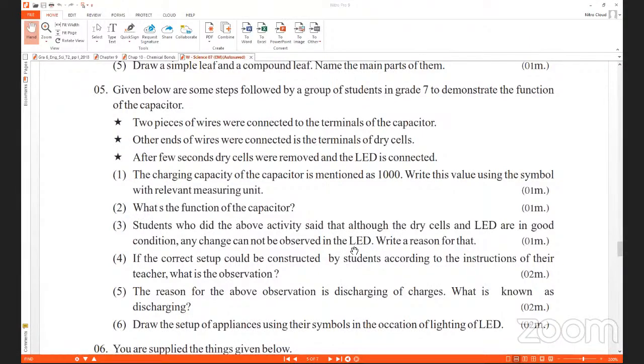Not charged capacitor. The capacitor was not charged. Because the lights haven't charged, the capacitor is not connected correctly. There are lots of reasons. So I'll come to the board again.